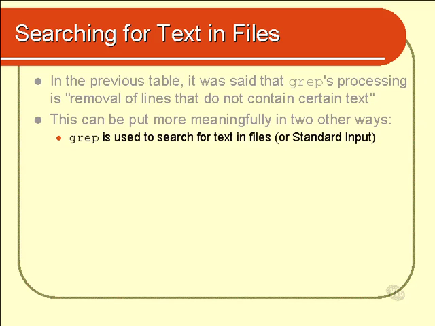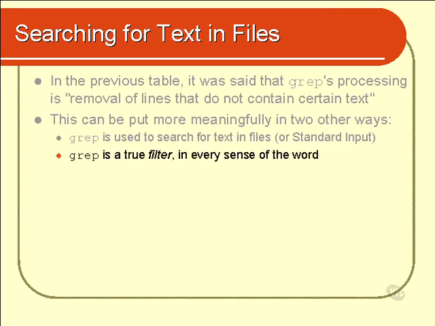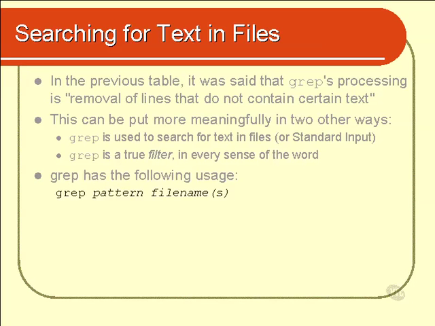Now, also, because grep is removing lines that do not contain certain text, you can think of grep as a true filter, in the sense that it is filtering out the stuff that you don't want to see. So yes, grep is a filter in the Unix sense, but it's also a filter in the real processing sense. I guess you could say then that it is really the only true filter. Anyway, grep is used in the following way. You put the word grep, then you put the text that you're searching for, and then you put the file names that you're searching in. And grep will simply display all the lines in those files that contain the pattern that you specify.